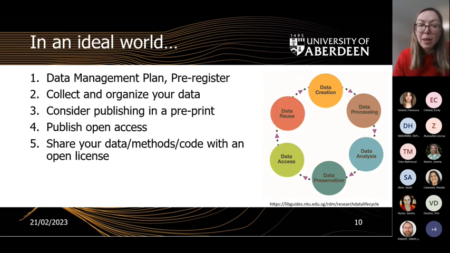So in an ideal world, you've got your data management plan, you might have pre-registered, you start to collect and organise your data. When you're ready to publish, you might consider publishing in a preprint, you'll publish open access, and then at the end of all that, you share your data, your methods, your code, and hopefully give them an open license. And managing your data this way gives the project continuity if there are staff changes. Being organised at the end of the day saves time and ultimately allows you to comply with your funder requirements.